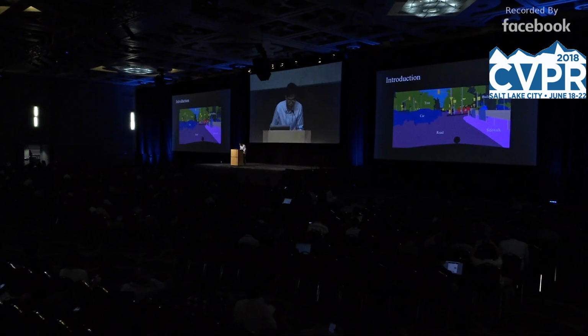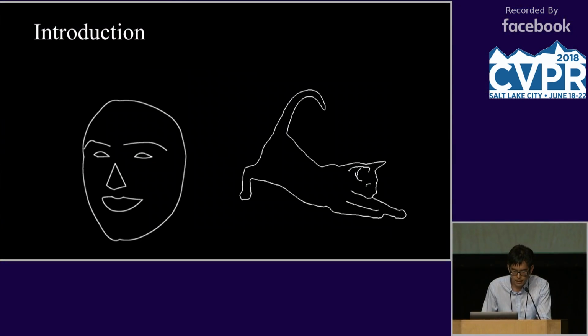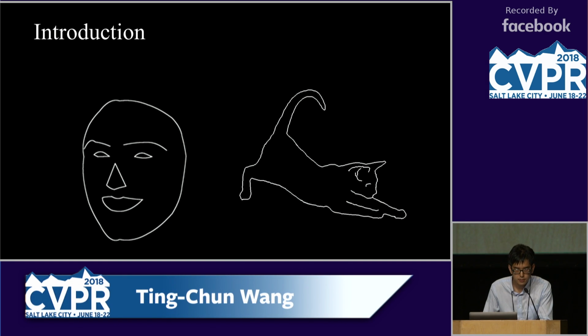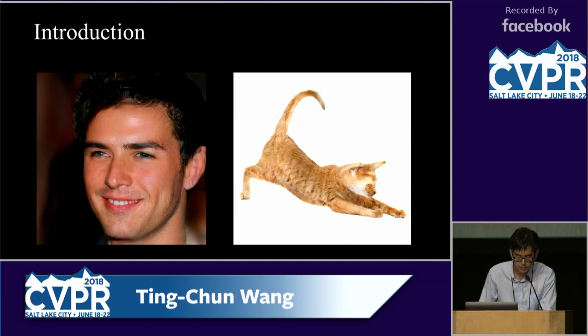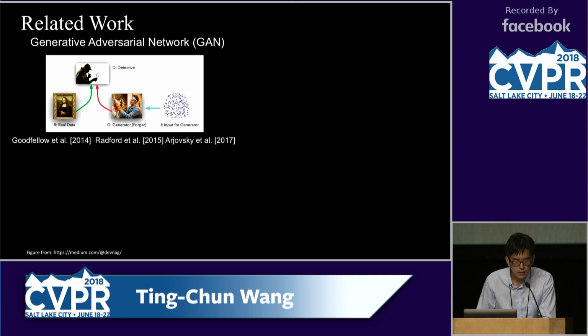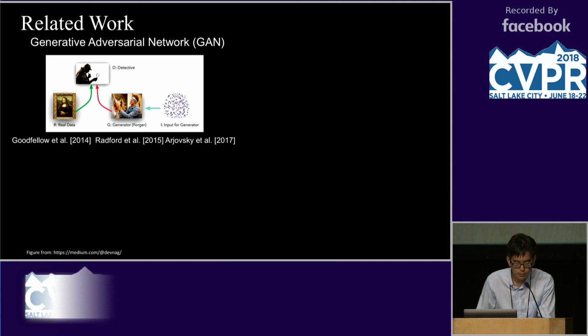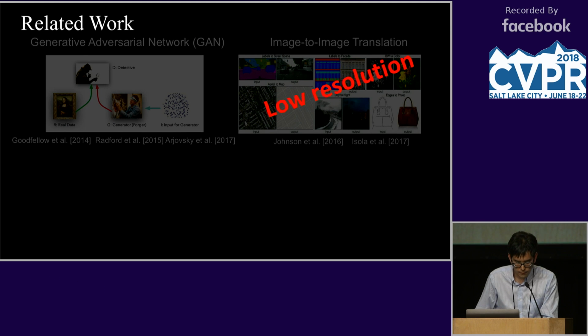The goal of this work is to do image-to-image translation. For example, given a semantic label map like this, our goal is to turn it into a realistic picture. Another application is to use user sketches of human faces or cats, and we want to turn them into realistic pictures too. Our work is based on GANs, generative adversarial networks. There is some prior work that uses GANs to do image-to-image translation. However, the results are usually limited to low resolution and have artifacts at high resolution.